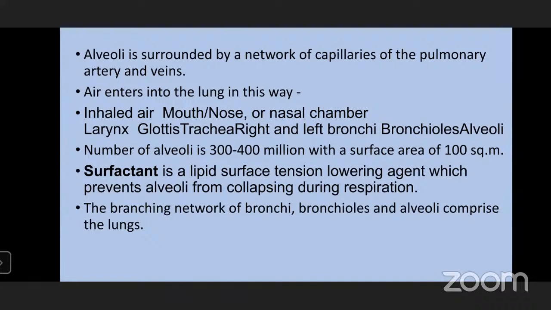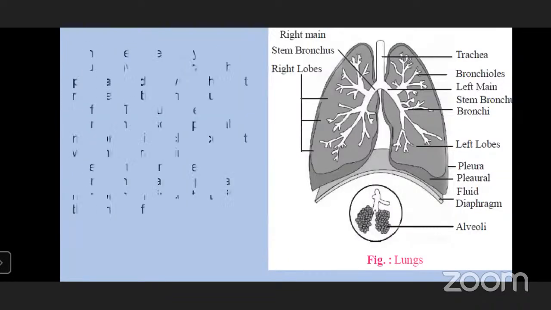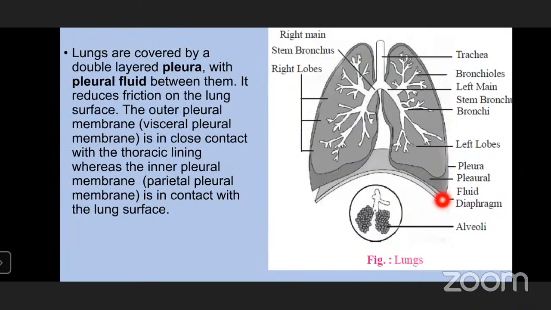And the branching network of bronchi, bronchioles, and alveoli comprises the lungs. Lungs is the primary respiratory organ. Here you can see a clear structure. Trachea, before that there is larynx, nasopharynx and all. And then it divides into bronchi. Okay. Then this is the diaphragm.